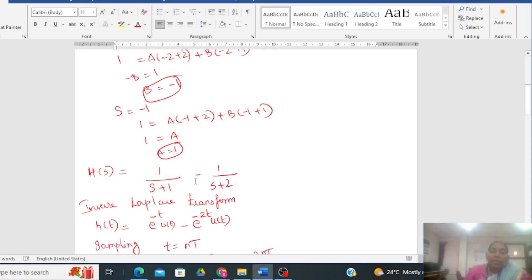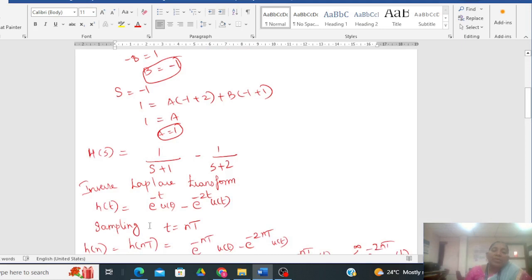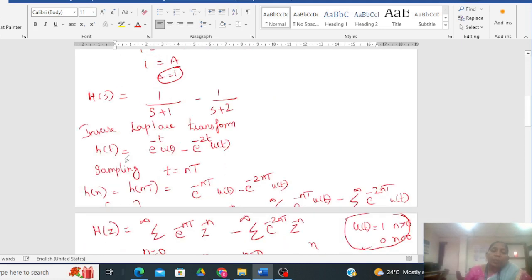So when you apply the inverse Laplace transform for this particular problem, you will be having h of t equal to, for 1 by s plus 1, it is e power minus t u of t, minus, for 1 by s plus 2, it is e power minus 2t u of t. Next step is we have to apply the sampling process. That means wherever you have t, you have to replace with nT. Now h of n equal to h of nT equal to e power minus nT u of t minus e power minus 2nT u of t.